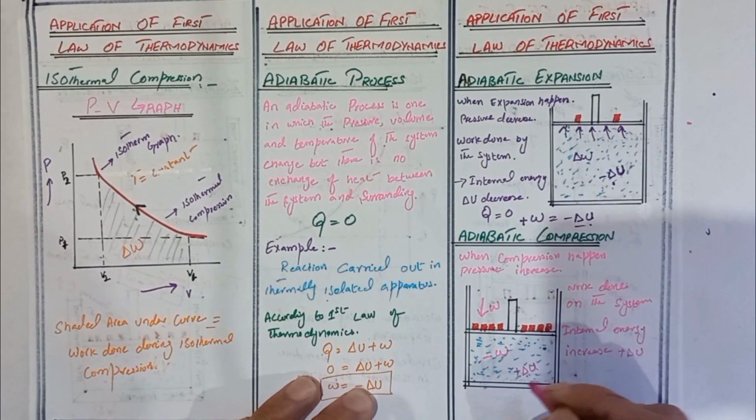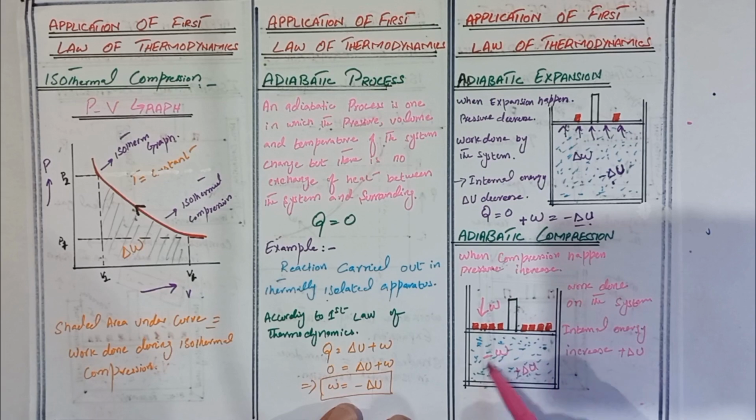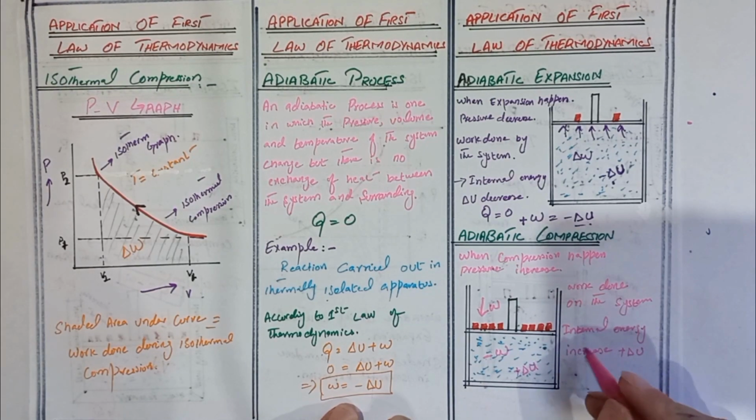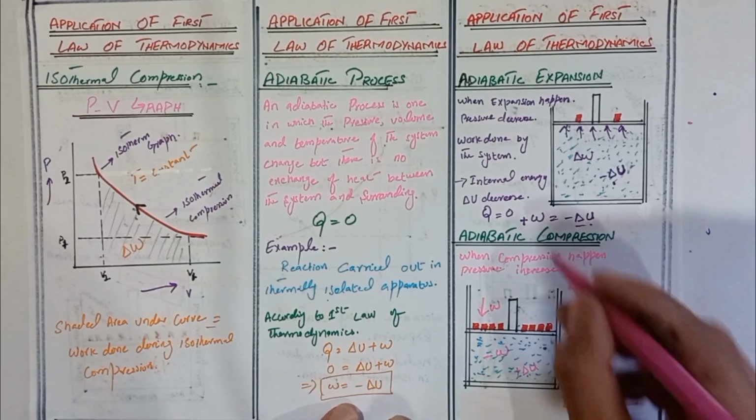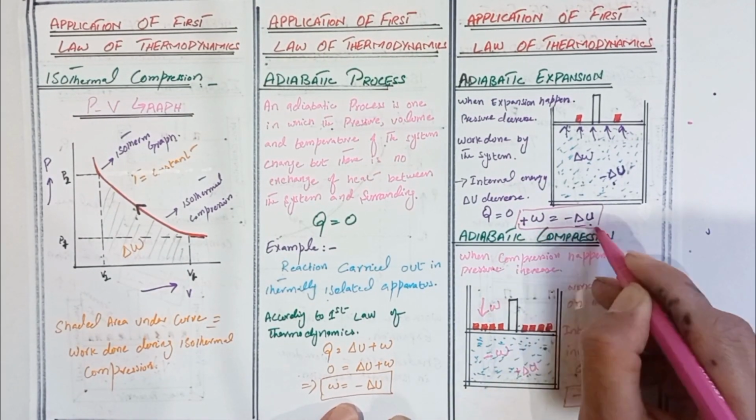Internal energy is increased, so it is shown by a plus sign, and work is done on the system, so it is shown by a negative sign. Internal energy is increased because the heat energy cannot leave the system, since in an adiabatic process no heat enters or leaves the system. Q is equal to 0. So the equation becomes minus W is equal to delta U. This is the equation when the process is adiabatic compression, and the earlier one is the equation when the process is adiabatic expansion.